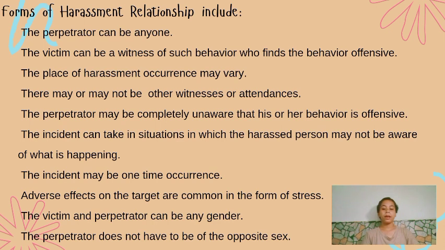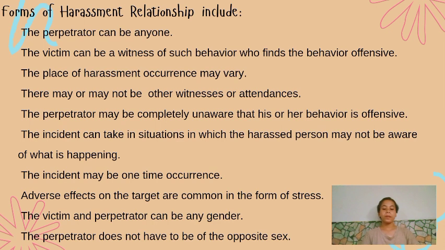Forms of harassment relationships include the perpetrator can be anyone, such as a client, a coworker, a parent or legal guardian, relative, a teacher or professor, a student, a friend, or a stranger. The victim does not have to be the person directly harassed, but can be a witness of such behavior who finds the behavior offensive and is affected by it. The place of harassment occurrence may vary from school, university, workplace, and others. There may or may not be other witnesses or attendances.